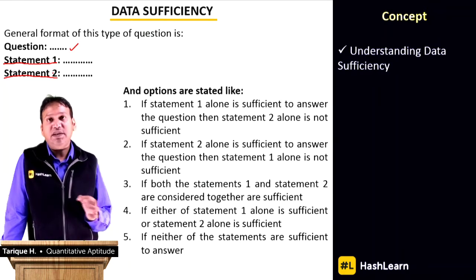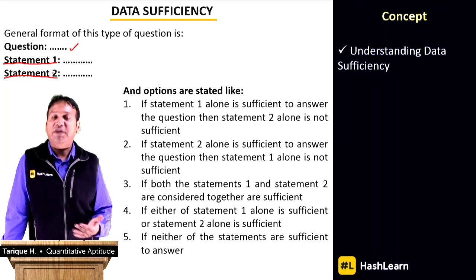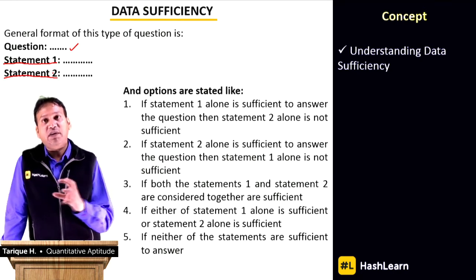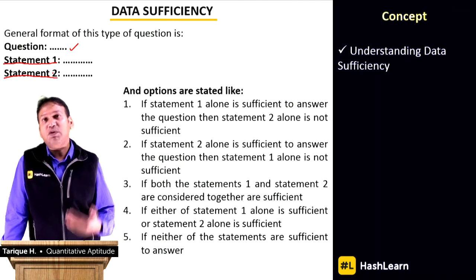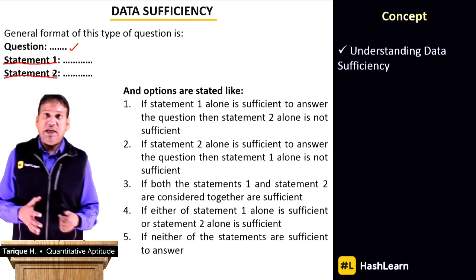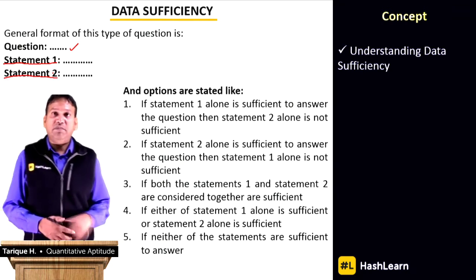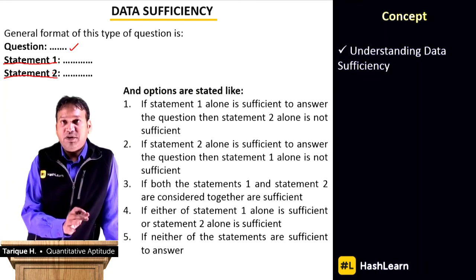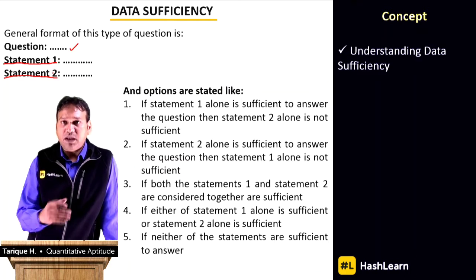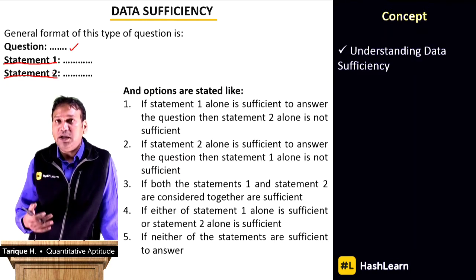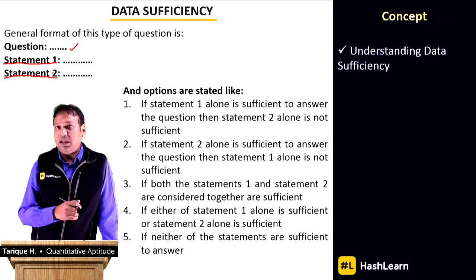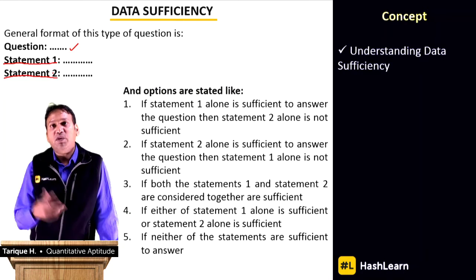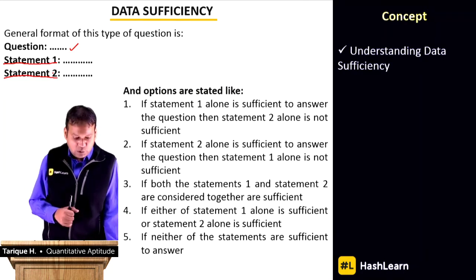But in data sufficiency, our objective is something different. The objective is not to find out the answer, but to find out whether the question can be solved or not, and to decide and select the correct answer based on our understanding of the question. So once again, a question is given to you which is not complete. Some additional information is required in order to solve and find out the answer. That additional information is provided in the form of two statements and sometimes three statements also.